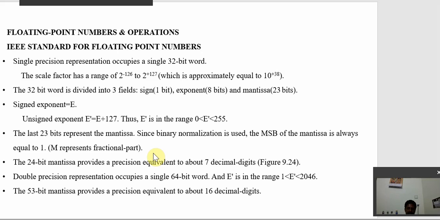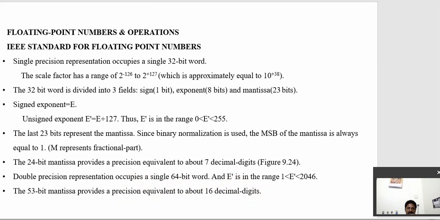See, the 64-bit representation: 1 bit for sign, 11 bits for exponent, and 52 bits for the mantissa fraction. Here they are using excess 1023 code for the exponent. The double precision format occupies 64 bits, and E dash is in the range 1 to 2046. A 53-bit mantissa provides a precision equivalent to about 16 decimal digits.